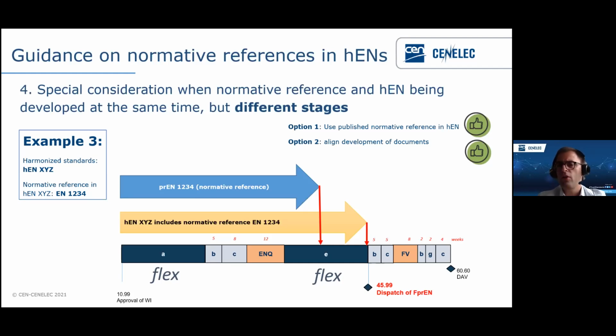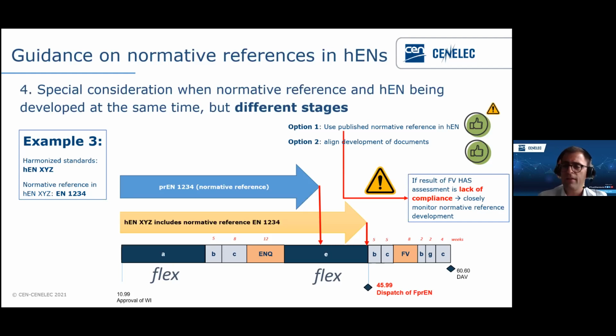However, with option 1, you need to be extremely careful. Remember, we are talking about a harmonized standard, and this standard will undergo a HAS assessment that can be positive or negative. If the assessment is lack of compliance, this means that the formal vote will not be launched. The TC will have to address the comments from the consultant, and there is the risk that meanwhile the normative reference will be submitted to formal vote, and there is a risk that the normative reference will be published before the publication of your harmonized standard. So it's very important that you monitor the development of the normative reference if it's being developed at the same time.